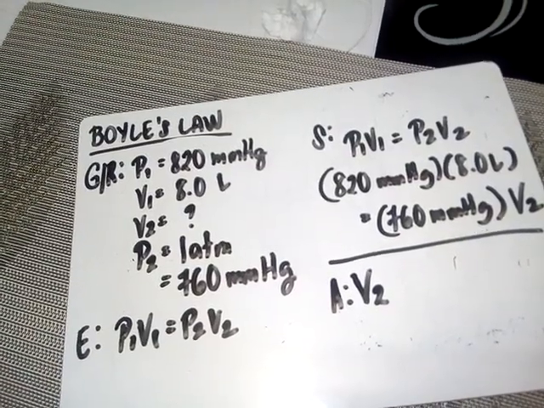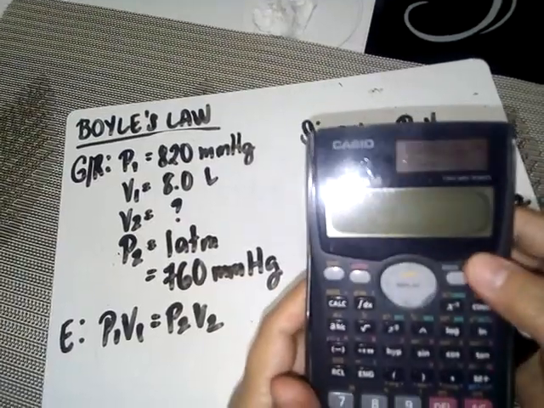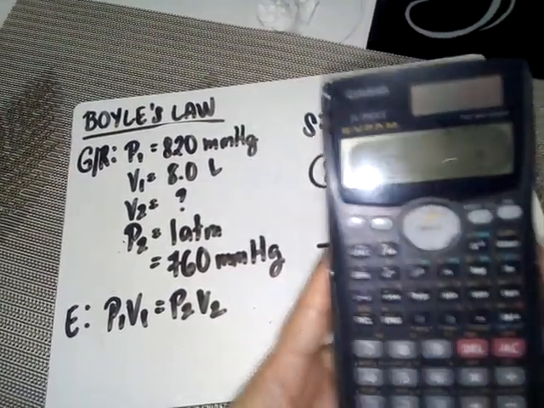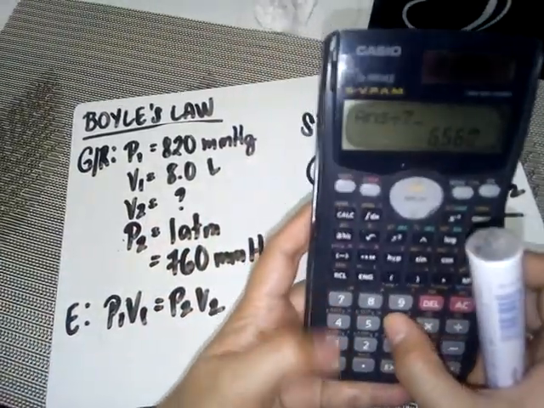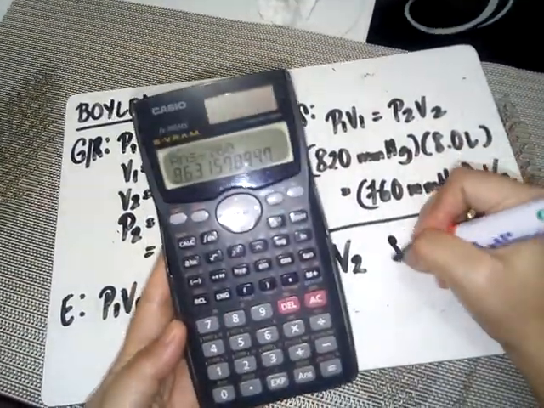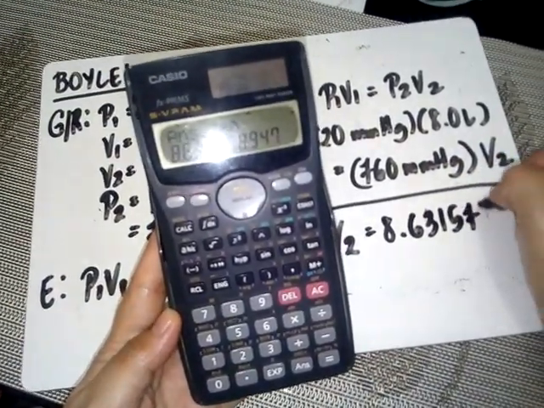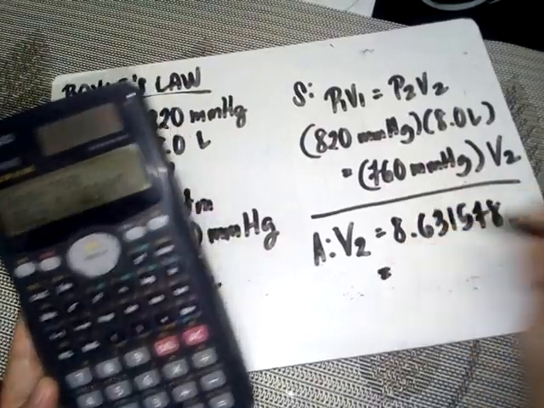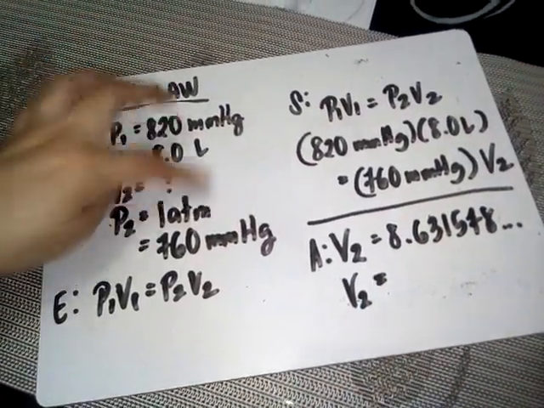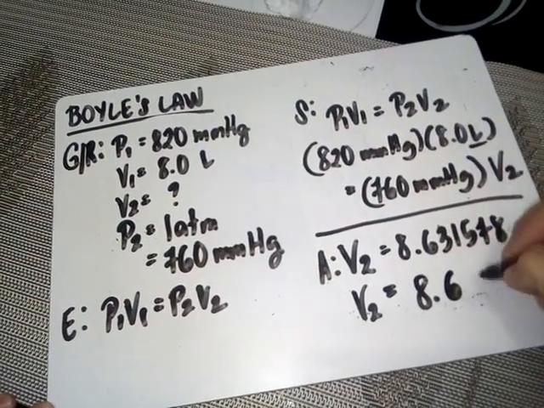So, V2 is simply 820 times 8 divided by 760. So, our answer is 8.631578... But we have to express it in proper significant figures. So, we have two significant figures. So, our final answer is 8.6 liters.